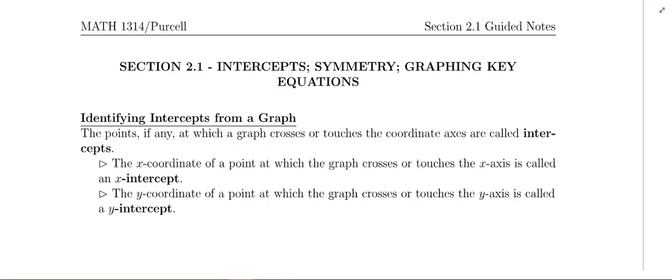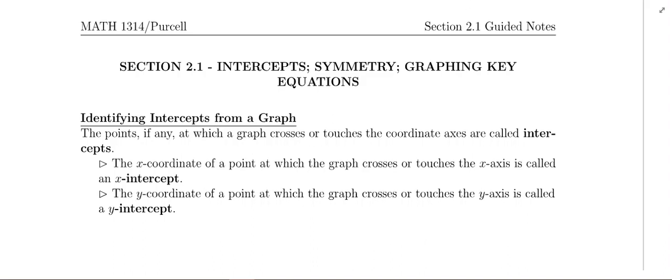Okay, so we're going to get started at the top of page 1. We're going to first look at intercepts from a graphical perspective. So under identifying intercepts from a graph, it says the points, if any, at which a graph crosses or touches the coordinate axes are called intercepts. Basically we're trying to figure out exactly what an intercept is.